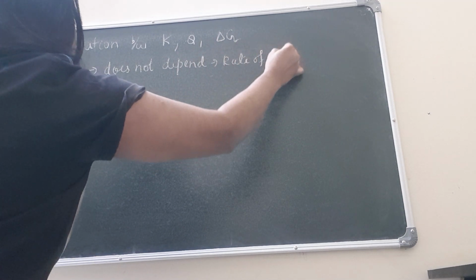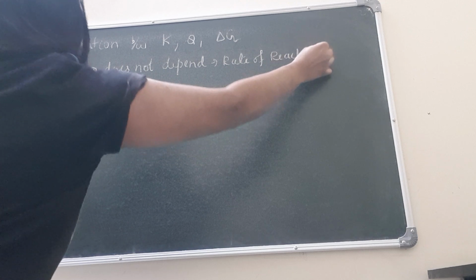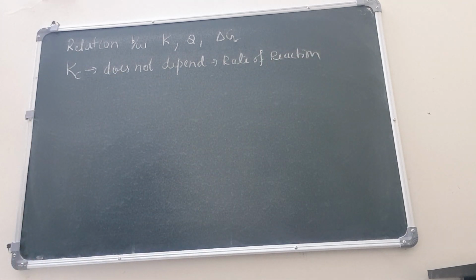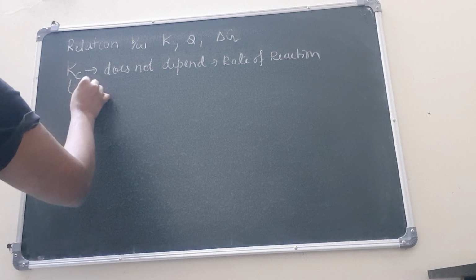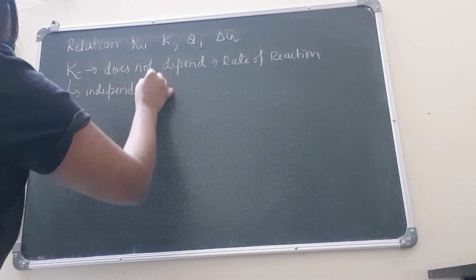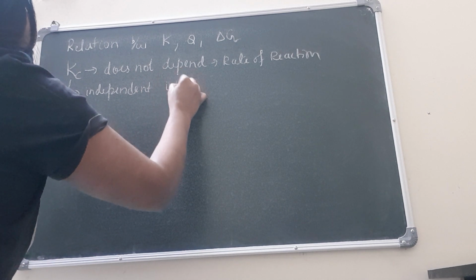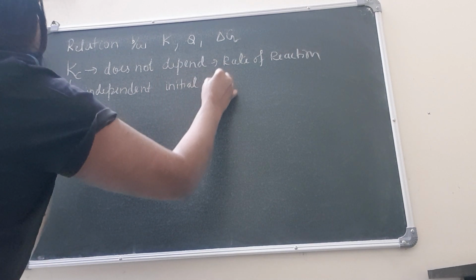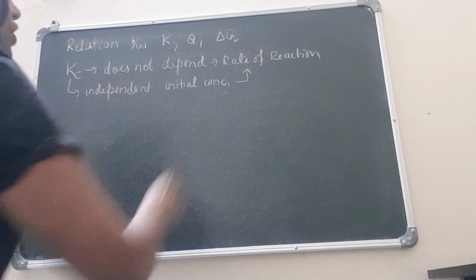What do you mean by that? It does not matter how fast or how slow the reaction is happening, or how fast the equilibrium has been attained. It is constant at a given temperature. Kc is independent of the initial concentration. It is independent of the rate of the reaction.